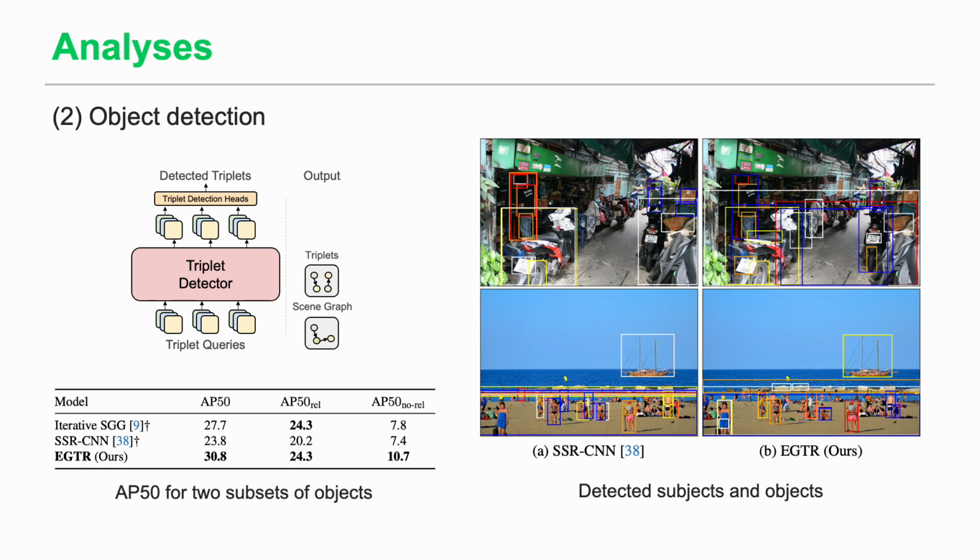We compare our method with two triplet detection-based models regarding the highest object detection performance. We show quantitatively and qualitatively that EGTR can better detect objects without relations than the triplet detection-based models.